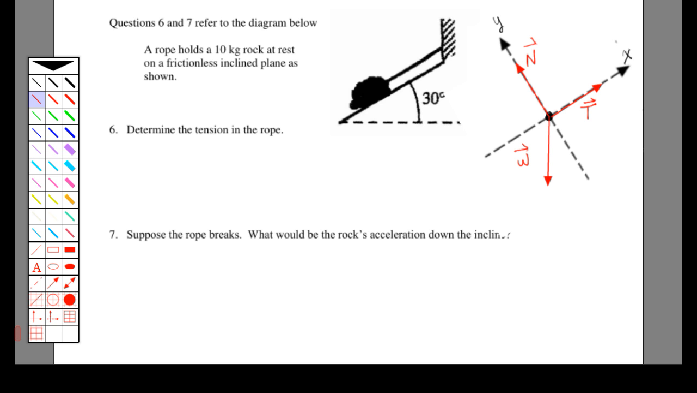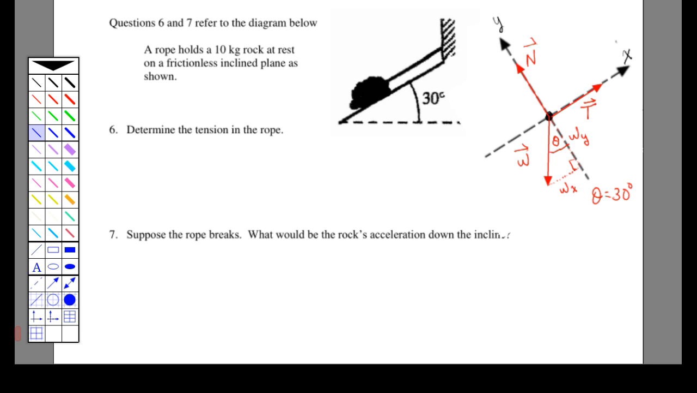A couple of things I'm going to indicate here, and that's the x and the y components of the weight. So I'm going to draw this right angle triangle here, and also this angle in here, theta, is actually 30 degrees. You can verify that via some geometry. Okay, so there is our free body diagram. So the first question, question number 6, is to determine the tension in the rope.